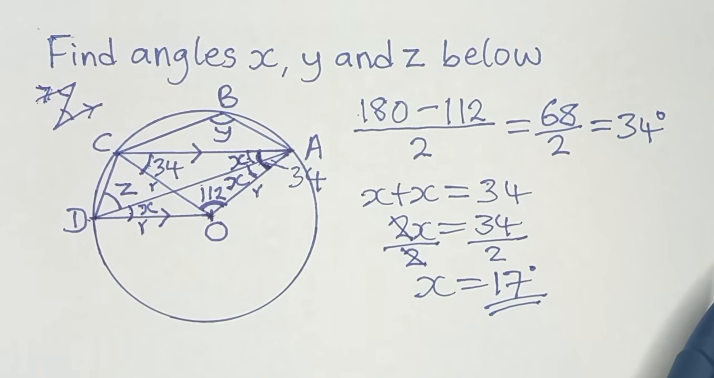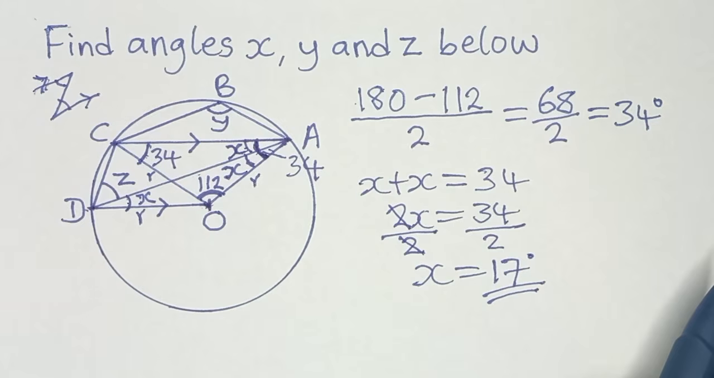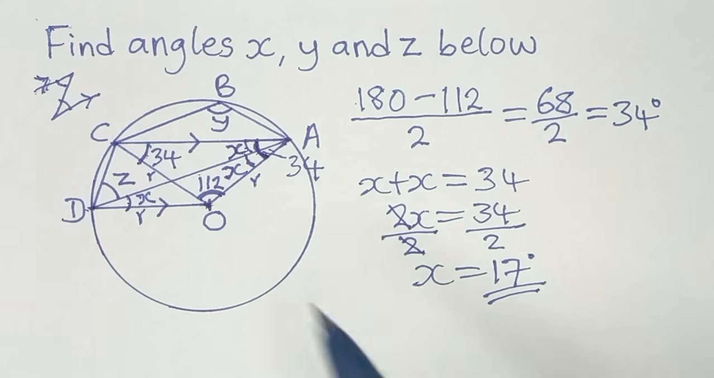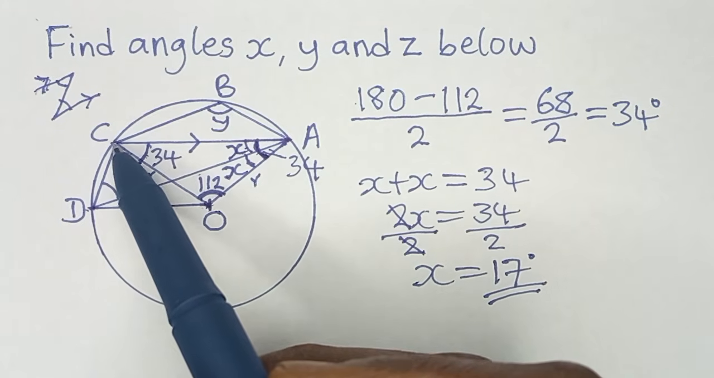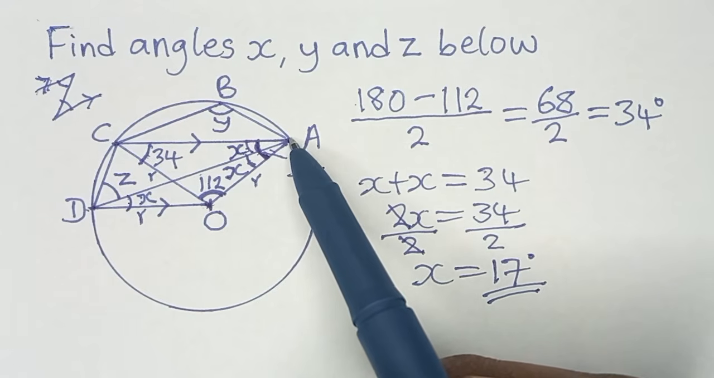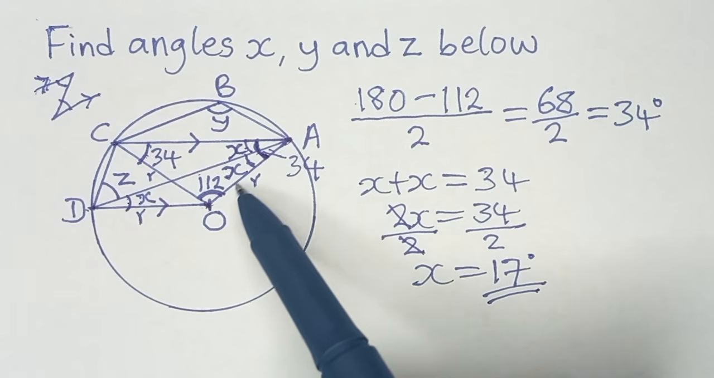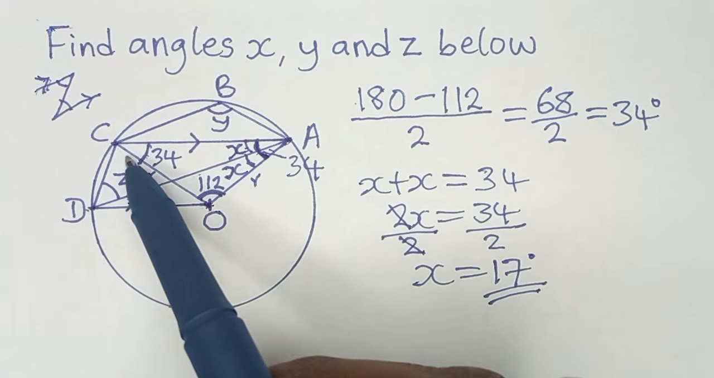So let's move on to angle Y. Now, if you look at this angle Y here, you see that from C to A, I have 2 lines coming to the circumference of the circle.